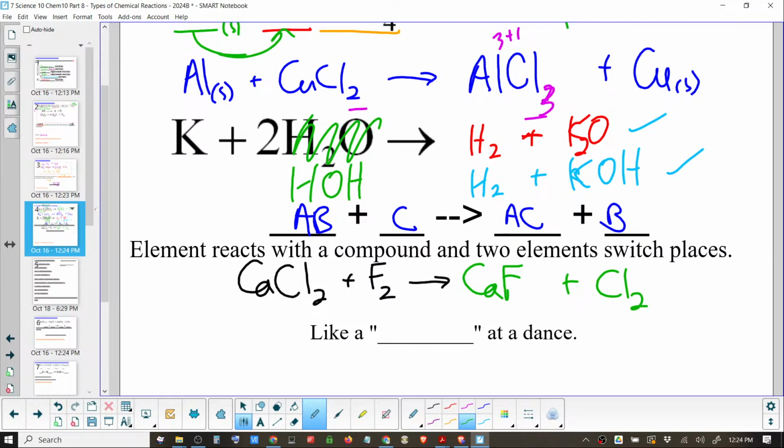Do you have your data table? Everybody should have their data table up. Let the man look. Let the man look.